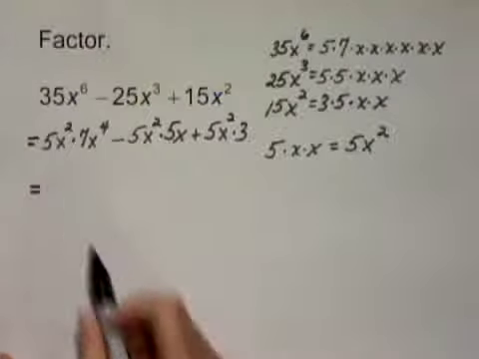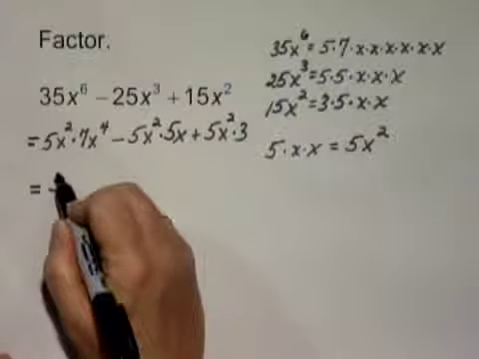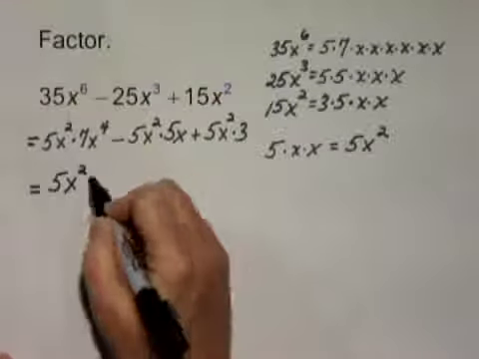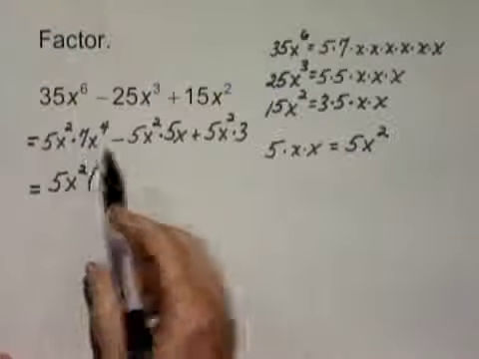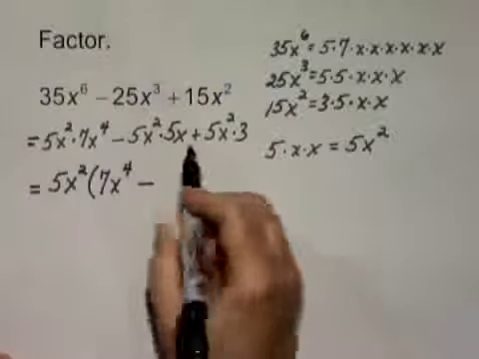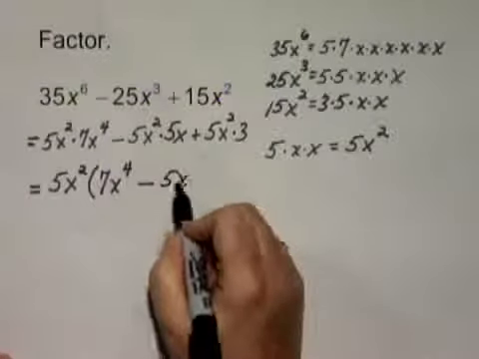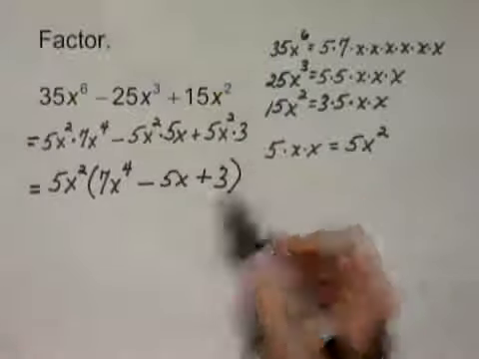And now that I've done that, I can factor out the 5x squared. I can write that first, and then a parenthesis, and then I'll write the remaining factor from each term. It'll be 7x to the 4th minus 5x plus 3. And this is in factored form.